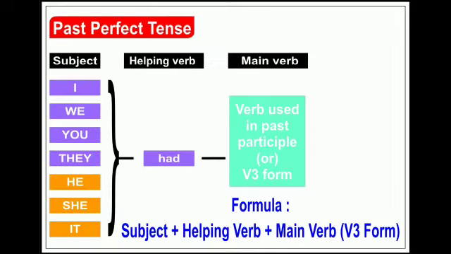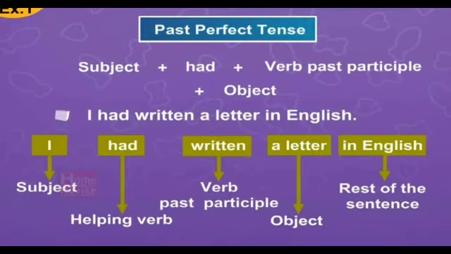Now let us study the structure, how to frame a sentence in past perfect tense. Here you can see that we use the helping verb had with all types of subjects, whether the subject is singular or plural. Only one helping verb is there, that is had, and the verb's third form. So to frame a sentence in past perfect tense, we use subject, helping verb had, and main verb in verb third form.